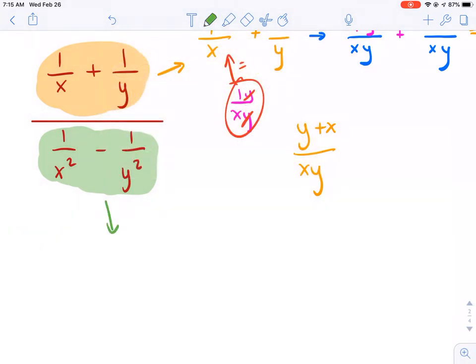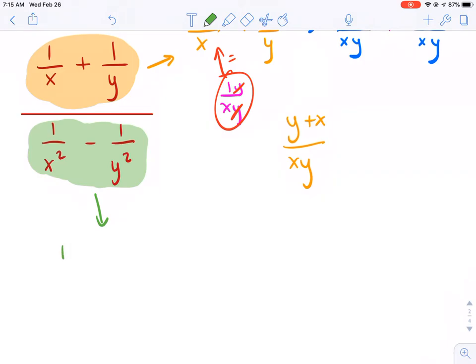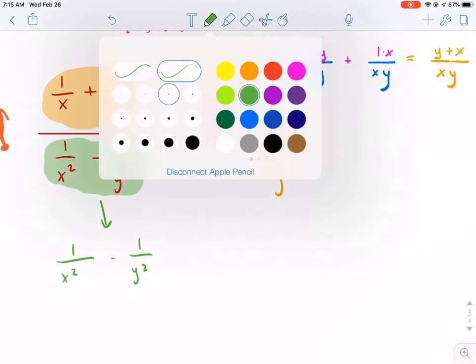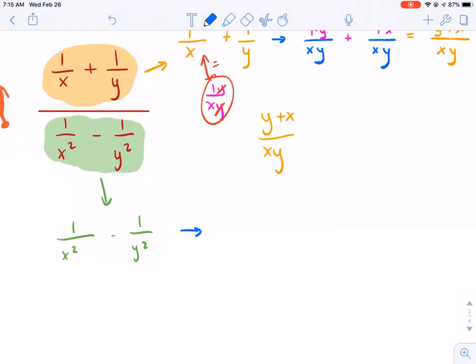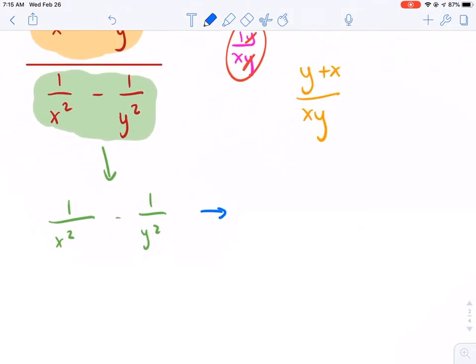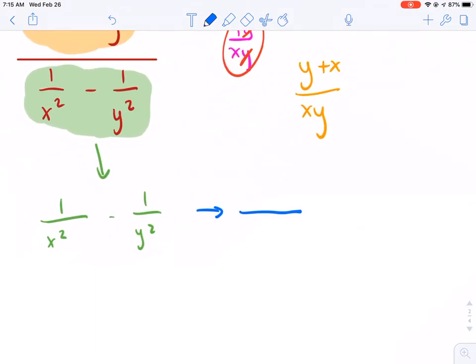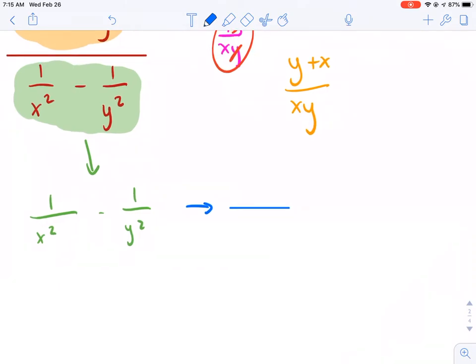Very similar process, okay? So we have 1 over x squared minus 1 over y squared, and we need to find a common denominator. Now, the easiest way to find a common denominator is to multiply the bases. So we know our denominators are going to be x squared, y squared. Okay, let's look over here, x squared, y squared.